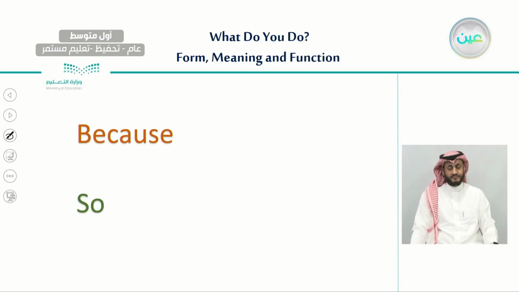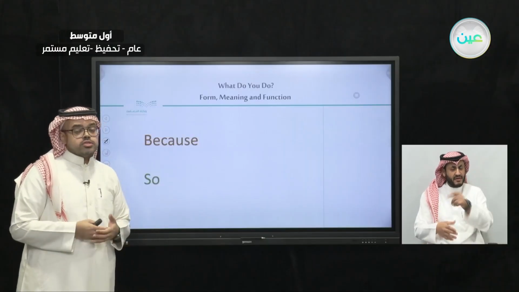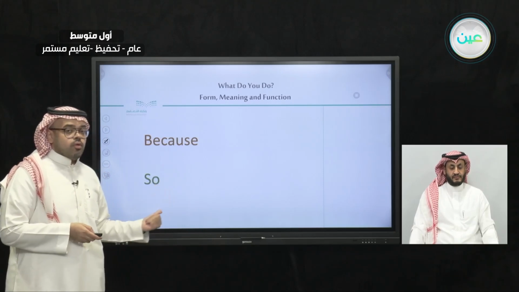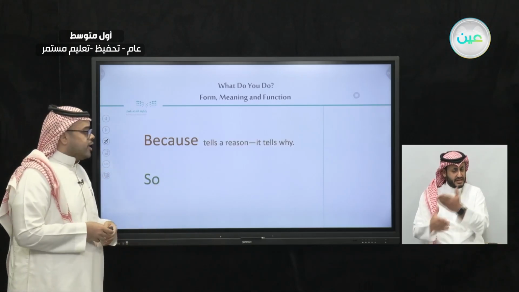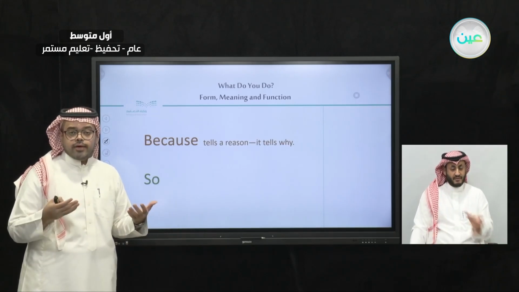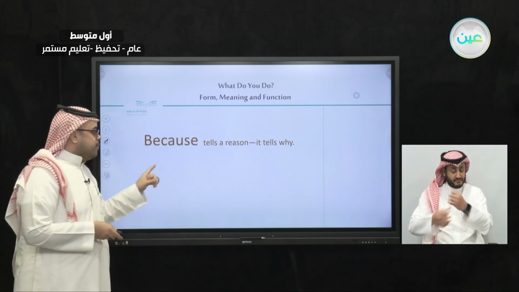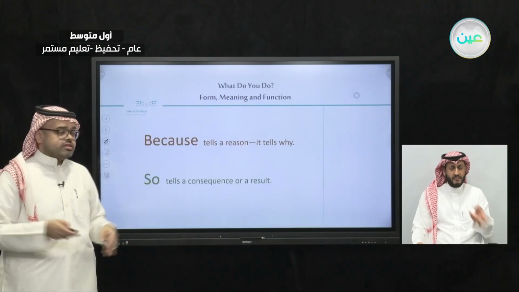We have talked about the difference between why and because, and now let's talk about the difference between because and so. As we said, because tells a reason, it tells us why, it gives the reason for the things that happen. But so tells the consequence or the result. It tells the result of something that happened. Let's see a more detailed example.